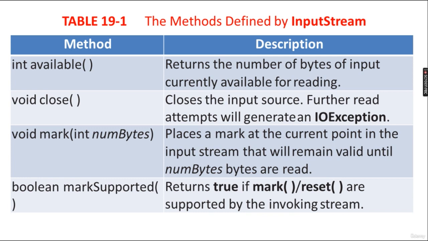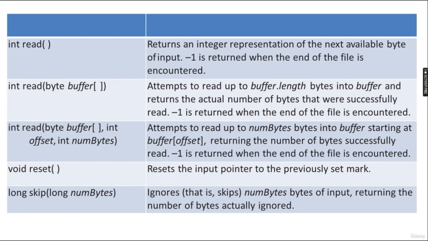void mark(int numBytes) places a mark at the current point in the input stream that will remain valid until numBytes bytes are read. It works like a bookmark in a book: we mark the current point, and up to that number of bytes read, the mark remains valid. boolean markSupported() returns true if mark/reset is supported by the invoking stream, otherwise false.